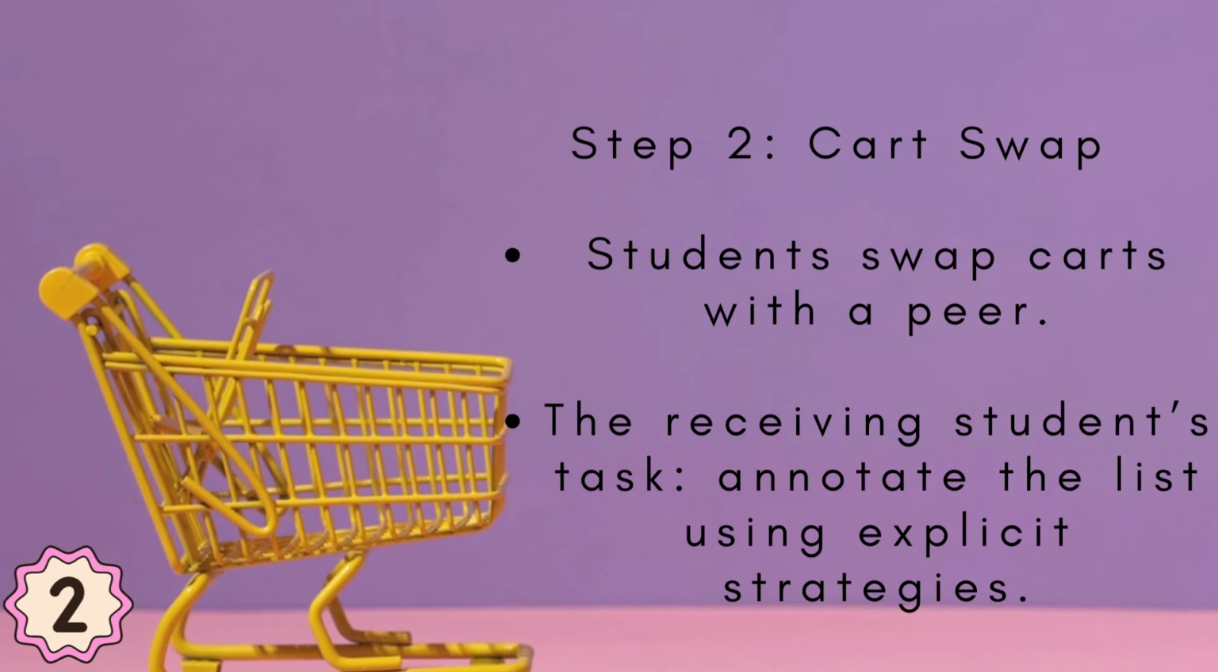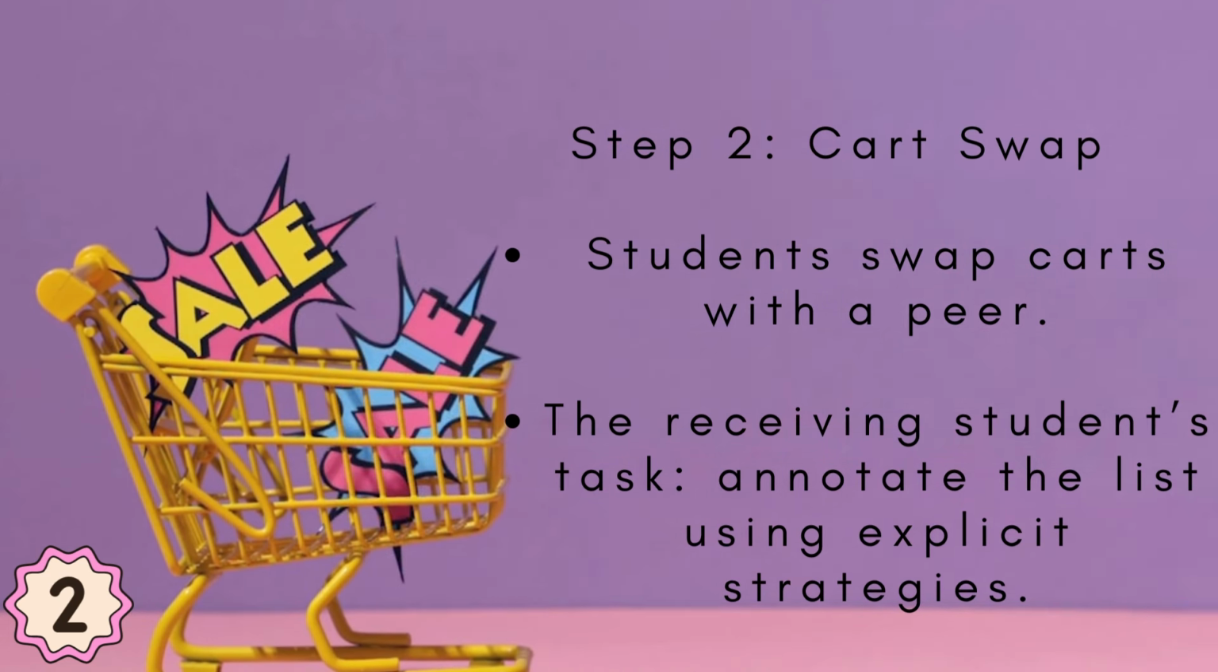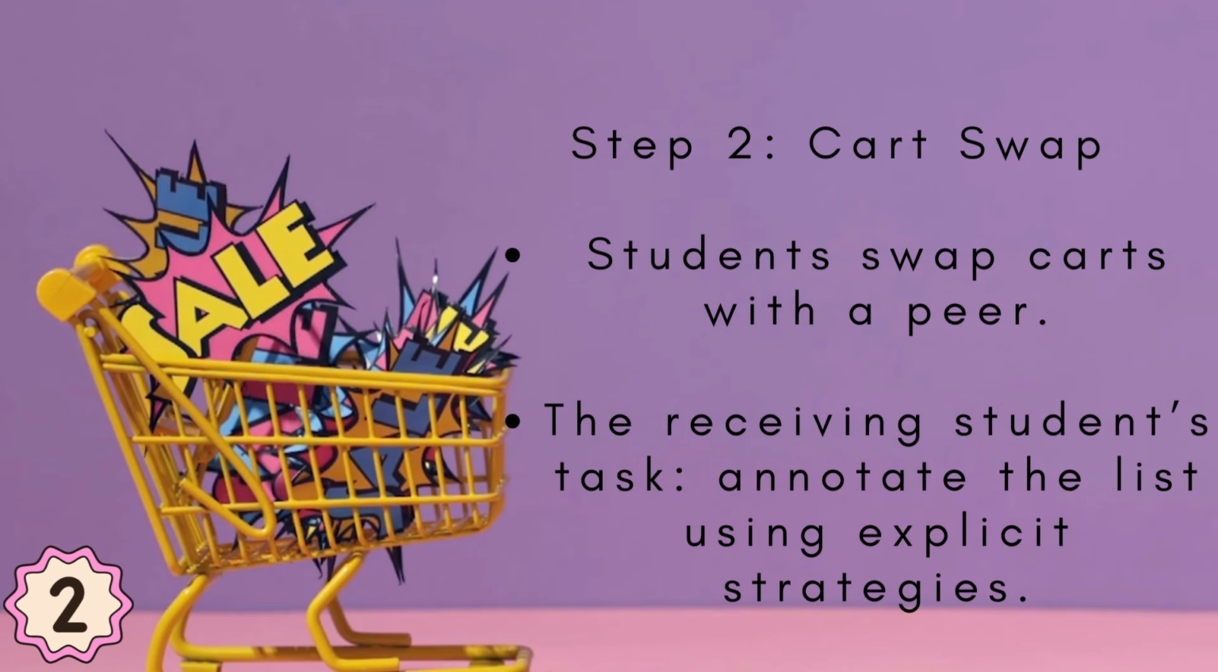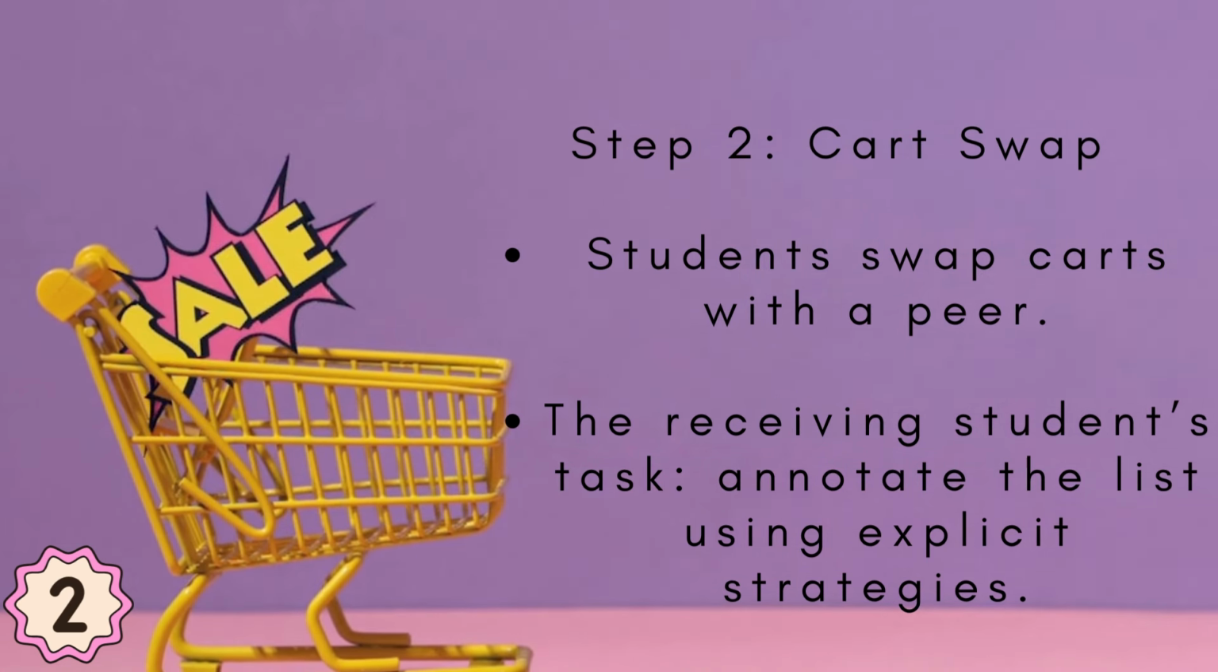Step 2 is the cart swap. Students swap carts with a peer. The receiving student's task: annotate the list using explicit strategies. But the question becomes, how do they do that, right?